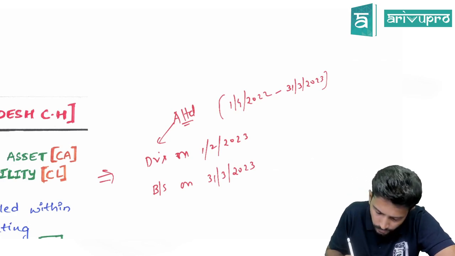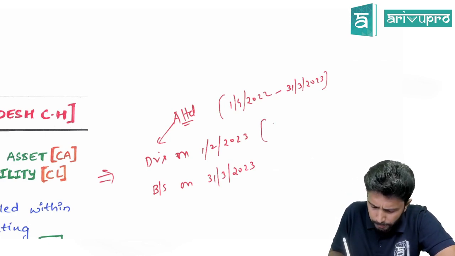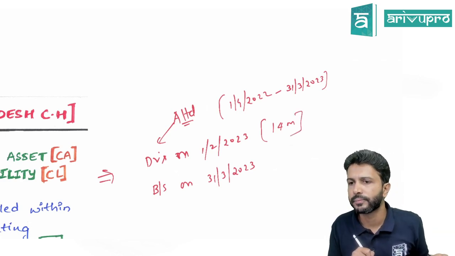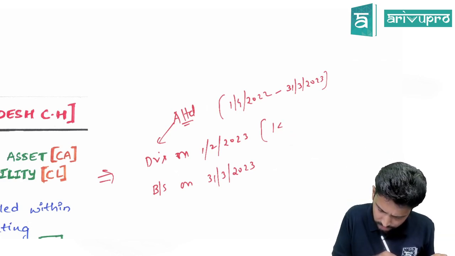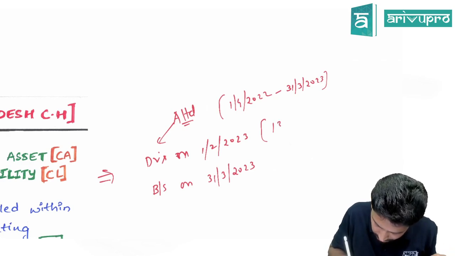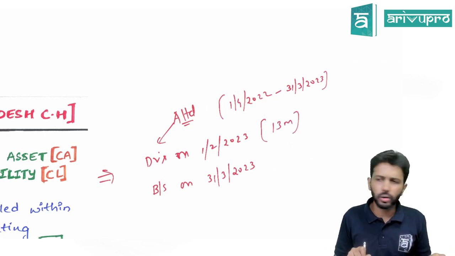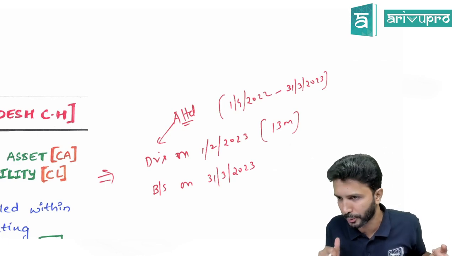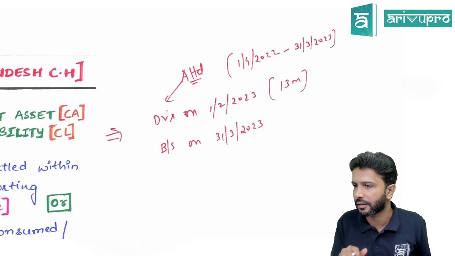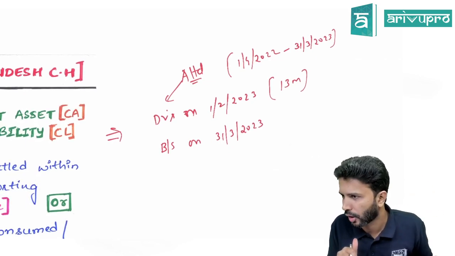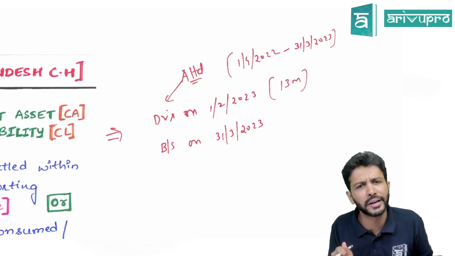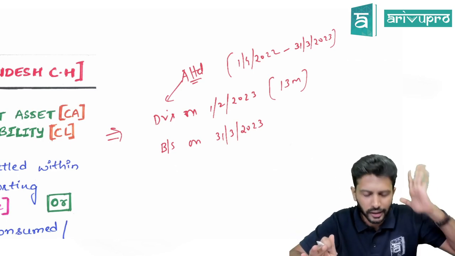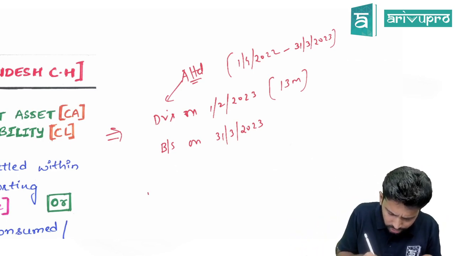Suppose this debtor told us, I will pay within 13 months. He said, normally you have to give me 13 months credit, otherwise I cannot buy the goods from you. We told him, no problem, you are a big customer, we trust you, so take 13 months credit. Can you tell me what is the due date for payment?